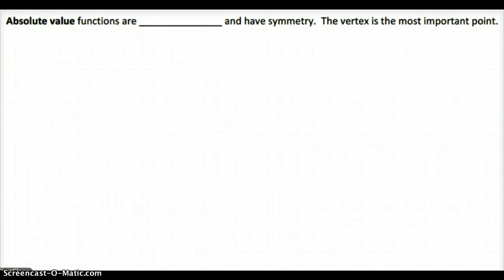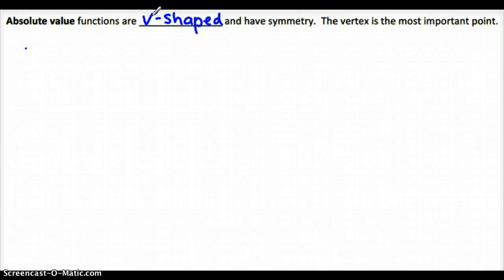Alright, this is section 2.8, which is about absolute value functions. So we're going to talk all about the absolute value functions and how to graph them. So first, the absolute value functions, all of them are V-shaped and have symmetry. The vertex is the most important part.